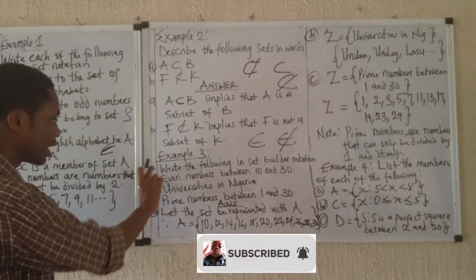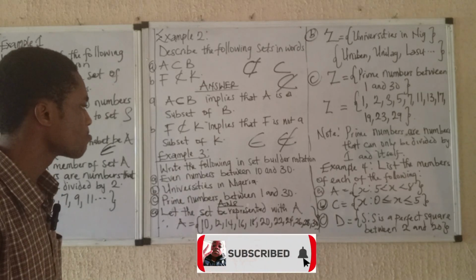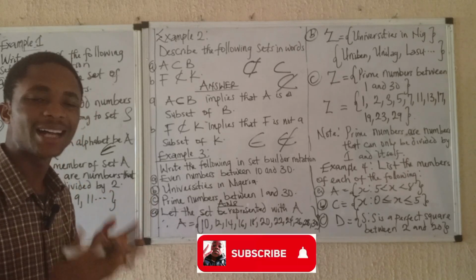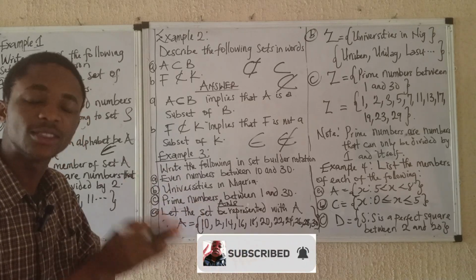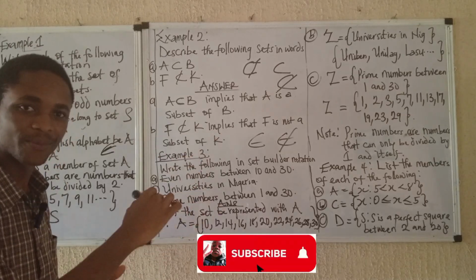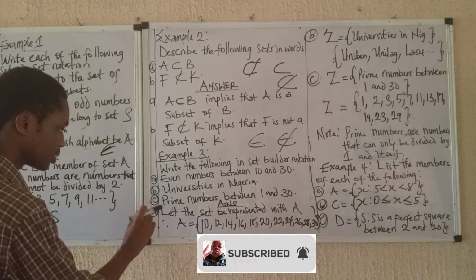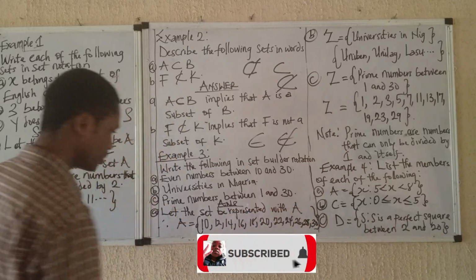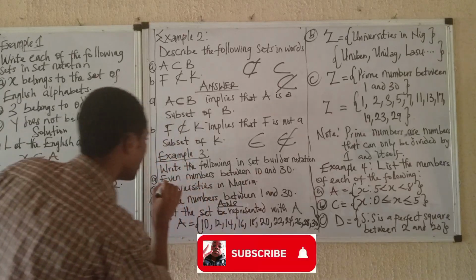Now, let's solve number 1. First, what are even numbers? Even numbers are numbers that can be divided by 2 exactly without any remainder. I reiterate, even numbers are numbers that can be divided by 2 exactly without any remainder. Now, let the set be represented with A.